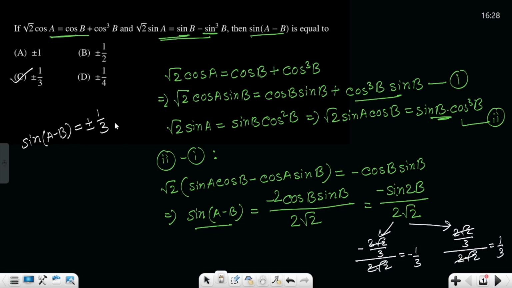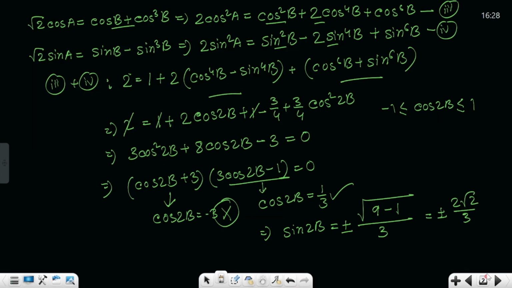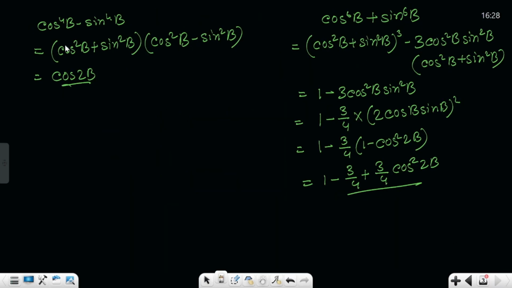So I guess this was an interesting question for you. I hope you understand this. This type of questions are important to strengthen our concepts of trigonometry. You can see which formula we used, and my suggestion is to remember that this expression is equal to this. We derived this, you do not need to remember it, but just remember that this expression is equal to 1 minus 3 cos²b sin²b. That is my suggestion.